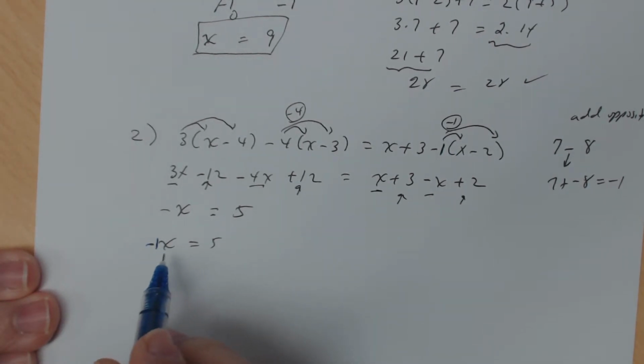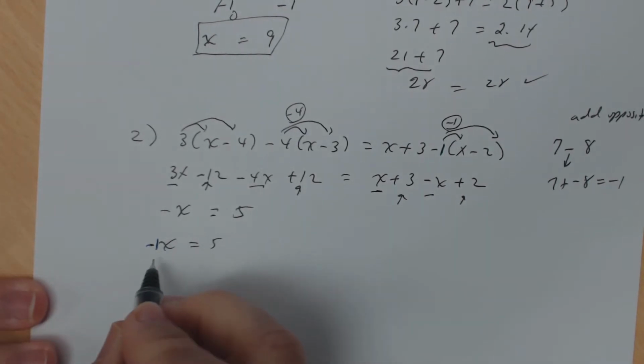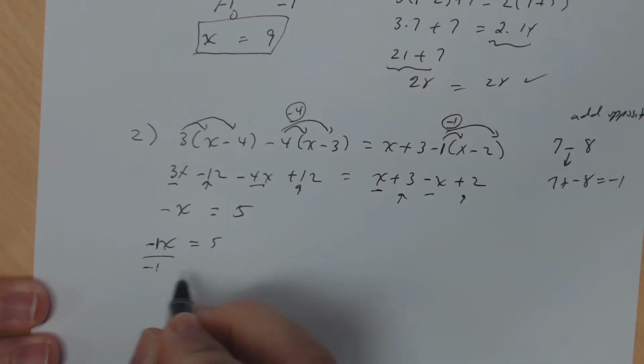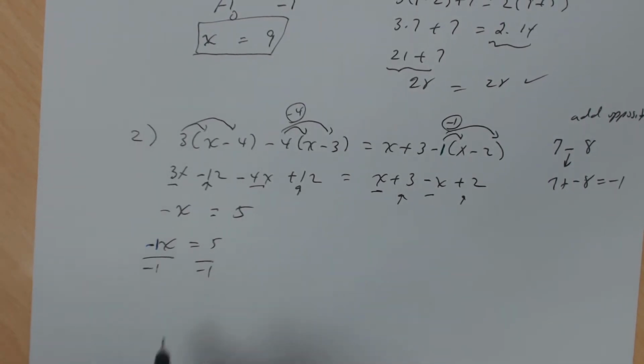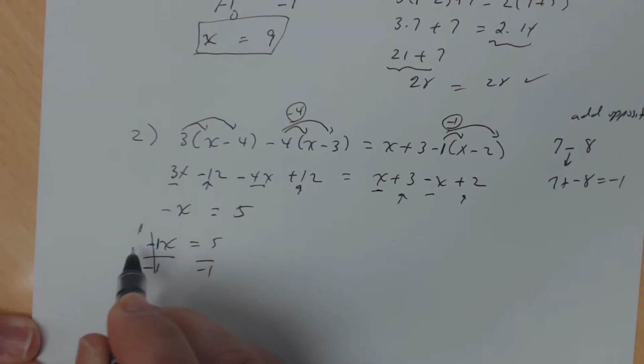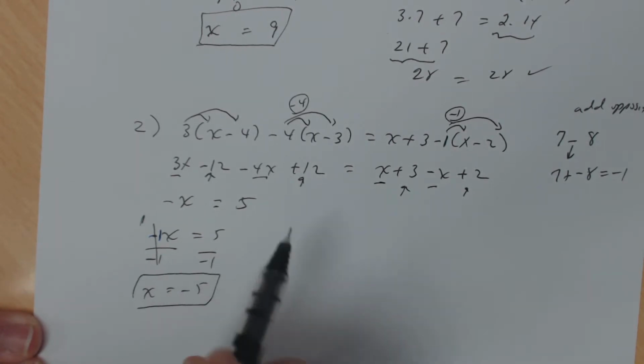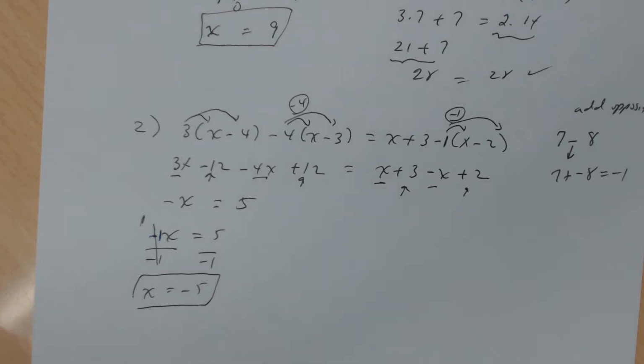So to get x by itself, a positive x, remember you want a positive x. Right now it's multiplied by negative 1, and the opposite of multiplying by negative 1 is to divide by negative 1. Negative 1 divided by negative 1 is 1. 1 times x is x, and that's what you wanted. So x equals 5 divided by negative 1, which is negative 5. So assuming you did all this correctly, this is your solution.